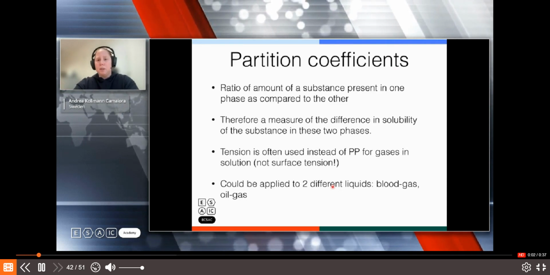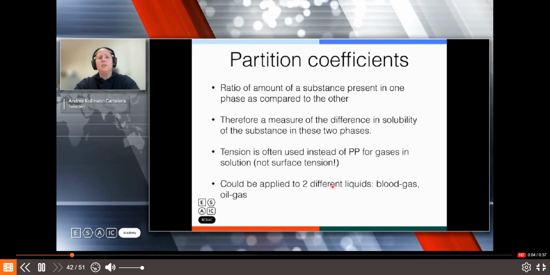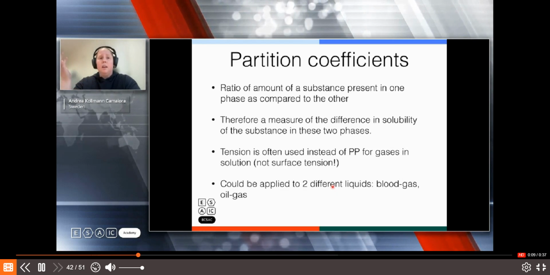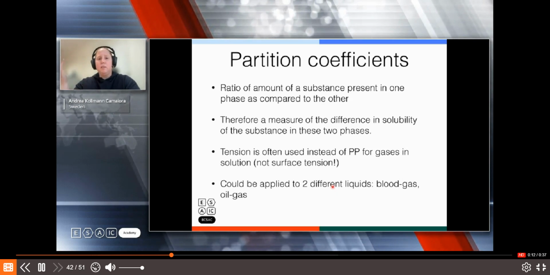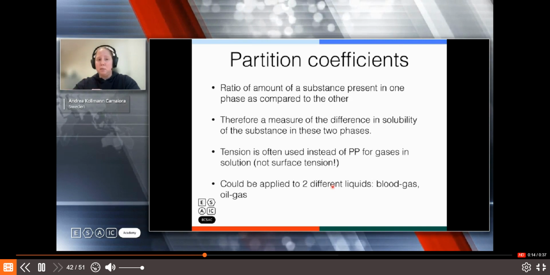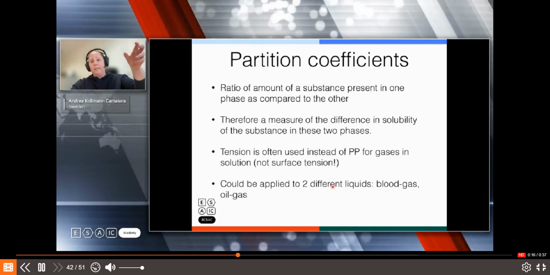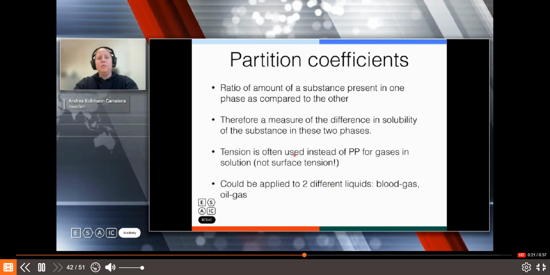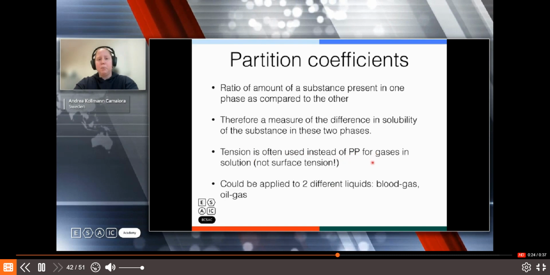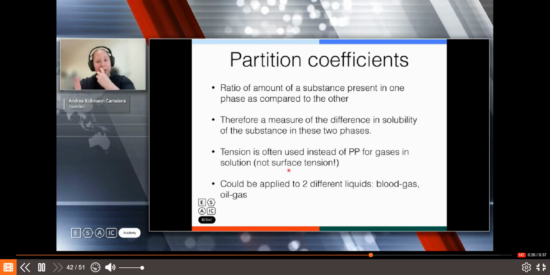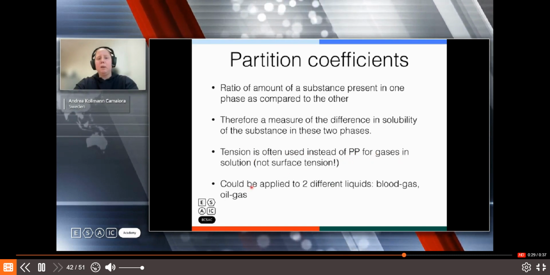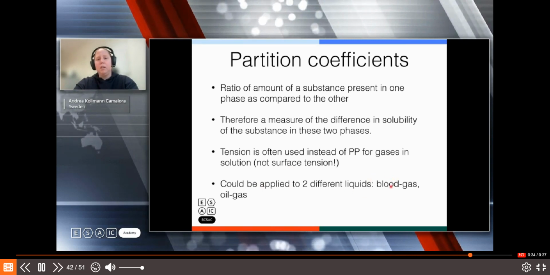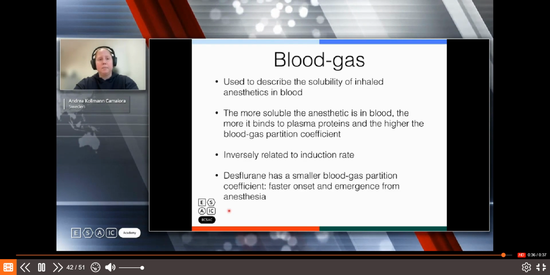Then we're going to just talk for a moment about partition coefficients, which is the ratio of the amount of a substance present in one phase compared to another phase, and therefore a measure of the difference in solubility of the substance in these two phases. So how much dissolves in blood versus in oil, for example. And tension is often used to indicate partial pressure for gases in the solution, but beware, it's not surface tension. And it could be applied to two different liquids. For example, you have the solubility of anesthetic gas in blood versus in gas or oil gas.